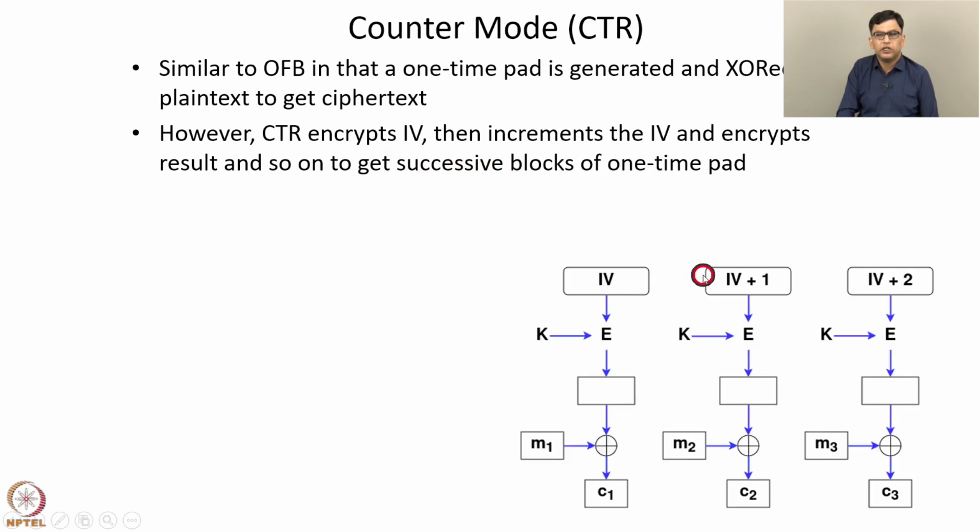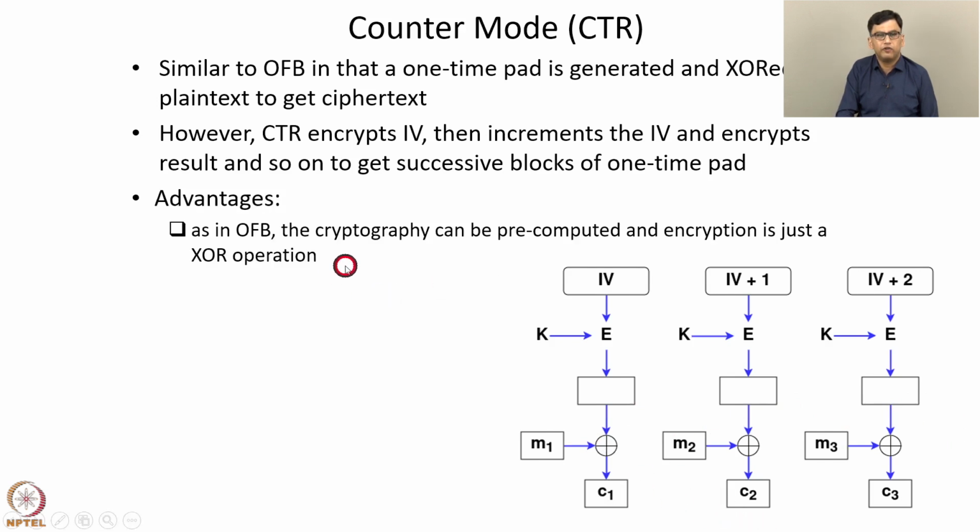So that is shown here. This is the initialization vector. This is IV plus 1 obtained by incrementing IV. Then this is IV plus 2, and then we get IV plus 3, and so on. So each one is encrypted, and the result is the corresponding one-time pad. So the one-time pad is over here, and then that is XORed with the plaintext message to get the ciphertext message. So the advantages are, as in OFB, the cryptography can be pre-computed, and encryption is just a XOR operation. So the one-time pad can be generated in advance, and then encryption is just a XOR operation.